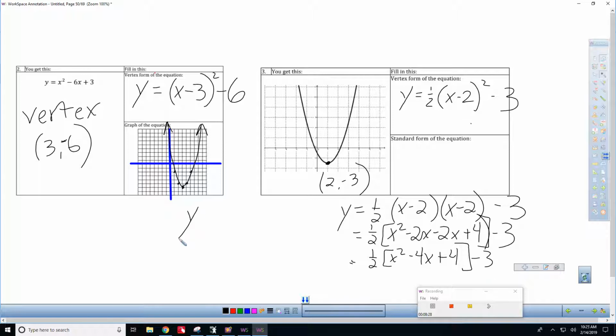So it's y equals 1/2 x squared minus 2x minus 2 minus 3, right? So our final standard form equation will be y equals 1/2 x squared minus 2x minus 5. Nope, it's half of 4x. Right? Now, I'm not sure that I did this right because I make mistakes all the time.